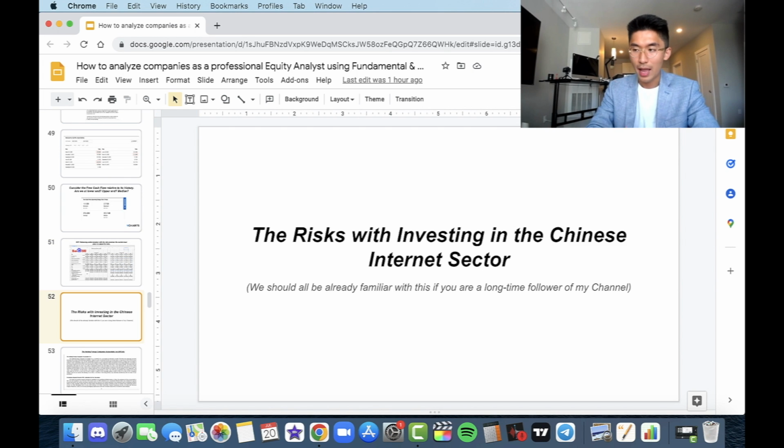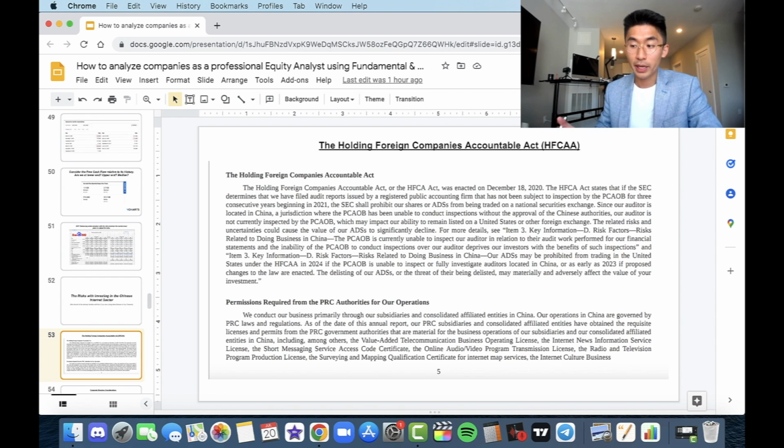So every research analysis that you do always has to be accompanied by understanding the risks. This cannot be understated. The risks with investing in any sector must be assessed. And if you've been following me for a while now, you would know what those risks are when it comes to investing in the Chinese internet sector. So one of the biggest ones is the Holding Foreign Companies Accountable Act. And this is where the SEC is looking at a certain list of companies that may not comply with the specific rules, and therefore there is a risk of delisting off the US markets. That is something that is a risk for every single Chinese internet equity investor.